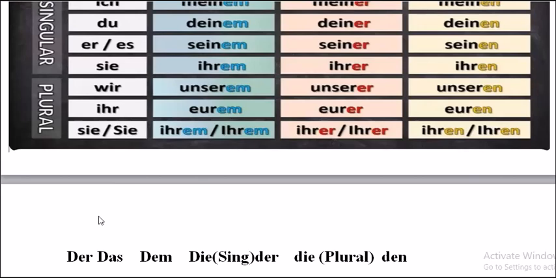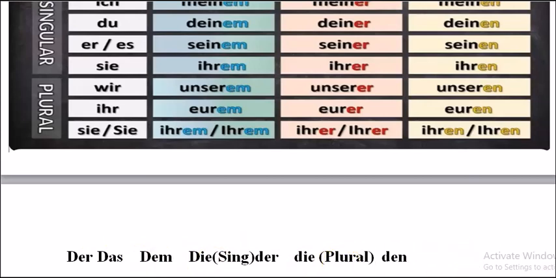We have studied in the first video of lesson 6 how to change possessive articles from a nominative form to accusative and from nominative to dative form. According to this general rule, here I have changed nominative forms to dative.